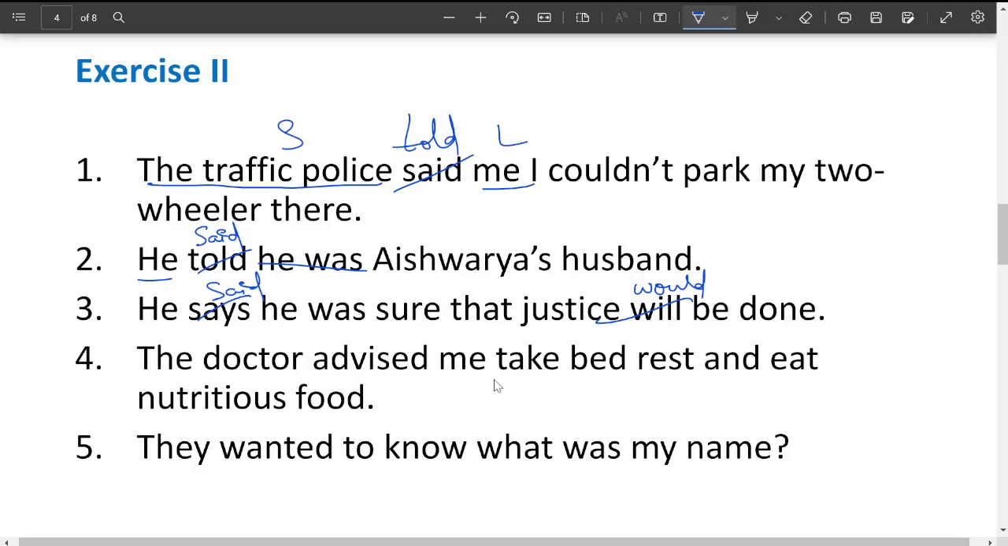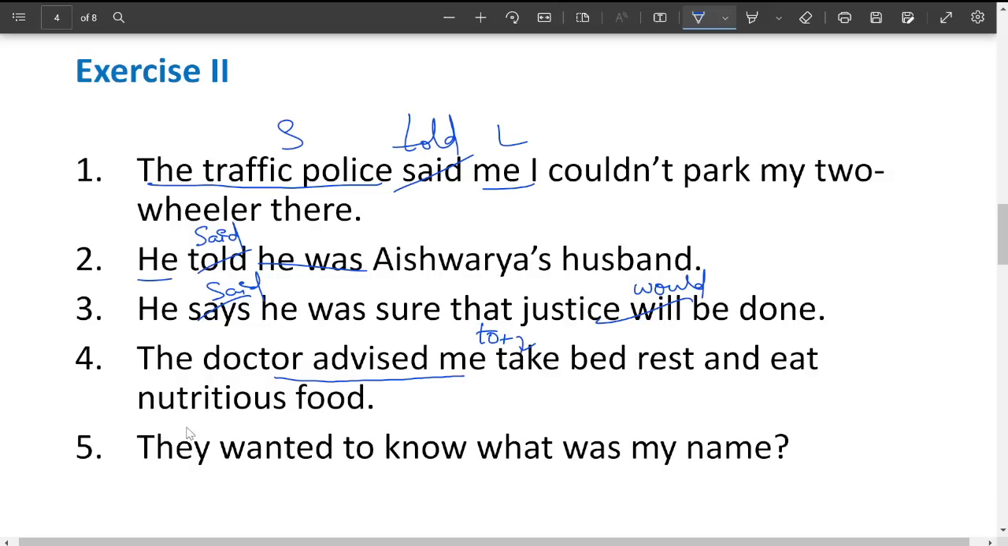Next, the doctor advised me. Advised me what? Advised me take bed rest and eat nutritious food. Remember, these are imperative sentences: advice, commands, requests, and orders. When you come across an indirect speech case in these sentences, remember, advised me to take, advised me not to take. If it is positive, you have to just use to plus V1. V1 is already there, that is take. If it is negative, you have to go with not to plus V1.